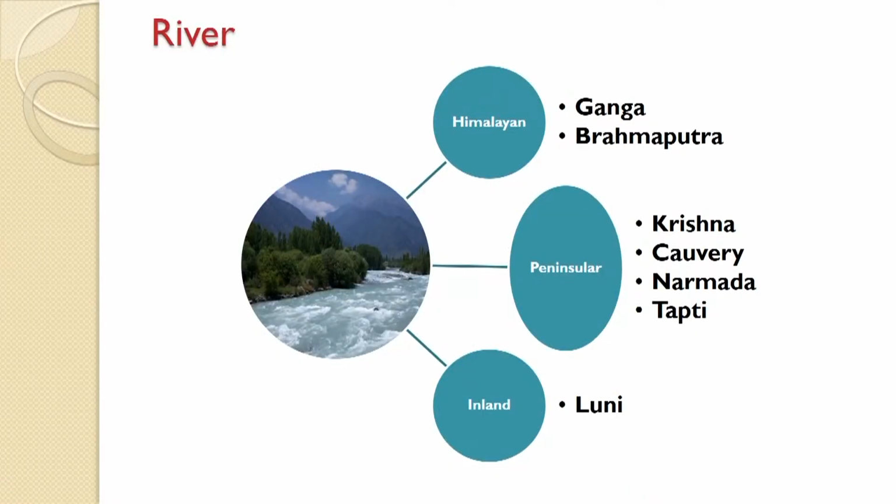Now let's understand what rivers are found in India. Based on their origin, the rivers are categorized into three groups. First one is the Himalayan river. These rivers originate on the summits or the high mountains of the Himalaya, like Ganga as well as Brahmaputra. Peninsular rivers originate in the peninsular region of India, like Krishna, Kaveri, Narmada as well as Tapti. And inland rivers are the rivers which originate as well as end within the landmass of India. These type of rivers are like Luni.